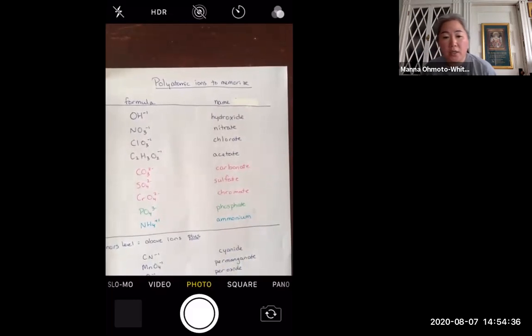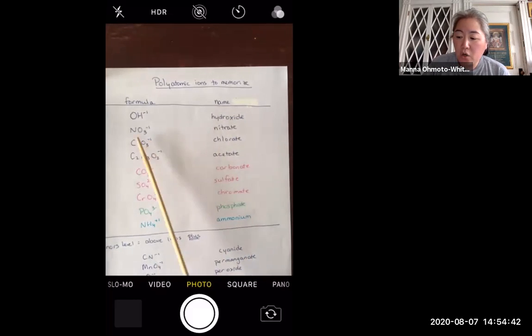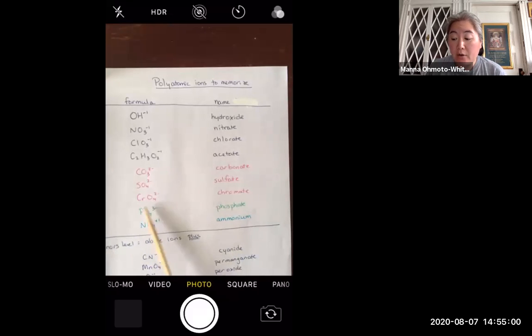Now, with the exception of hydroxide and ammonium, you'll notice that all of these polyatomic ion names end in -ate, A-T-E. That's on purpose so that later on when we add bells and whistles to this, you will have something to work off of. Also, for most of them, they are binary polyatomic ions.